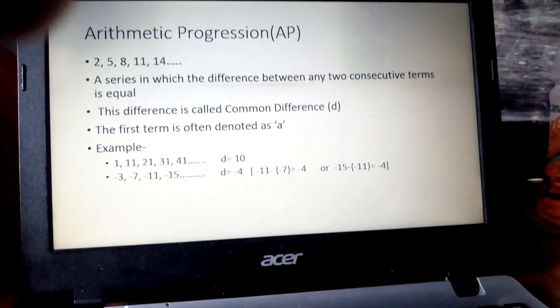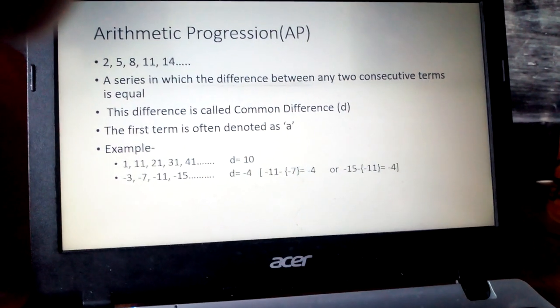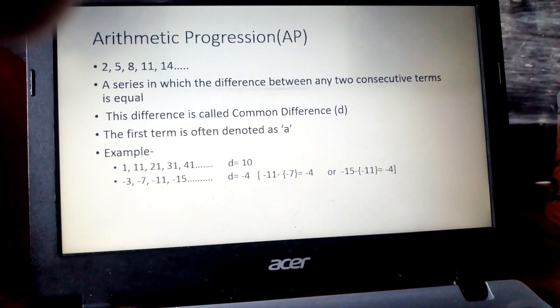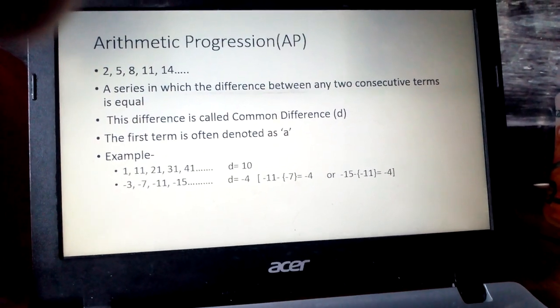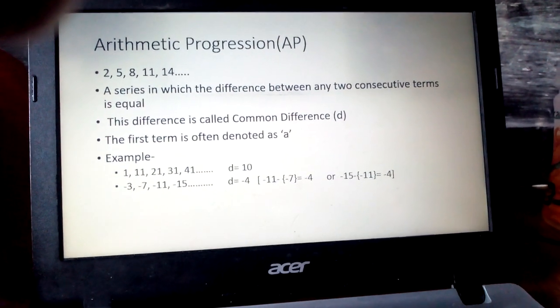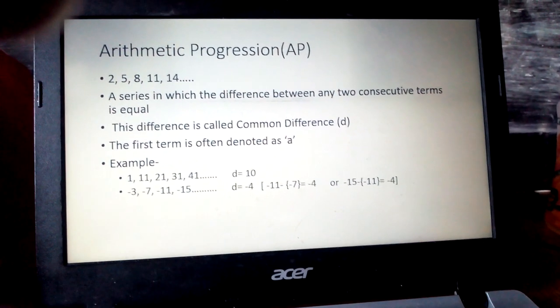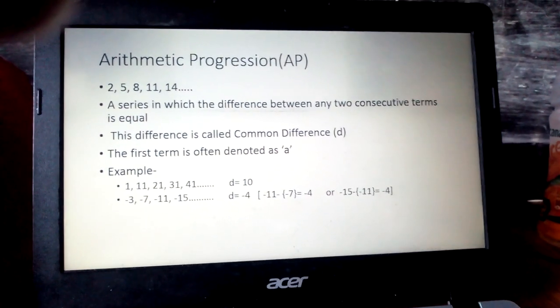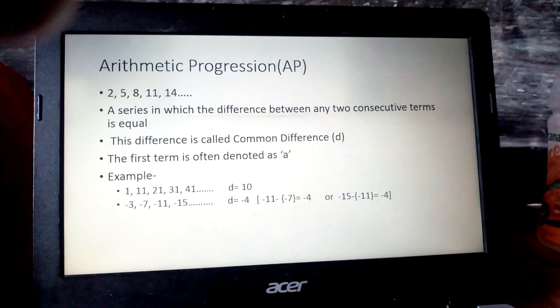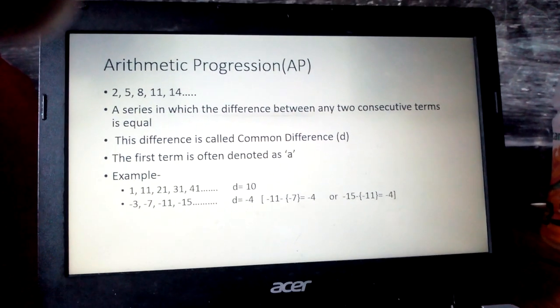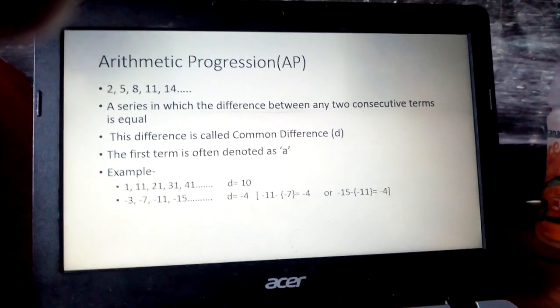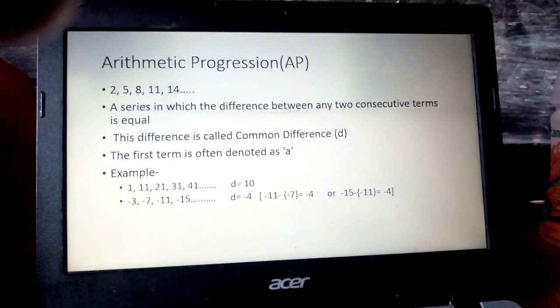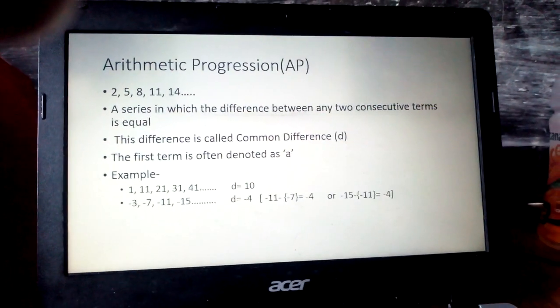I'm repeating it again so that you can understand it better. The first term is minus 3, the second term is minus 7. The difference is minus 7 minus 3, which ultimately becomes minus 7 plus 3, and it comes out to be minus 4. Again, the difference between the second and the third term, minus 11 minus 7, which you can see here, again minus 4.